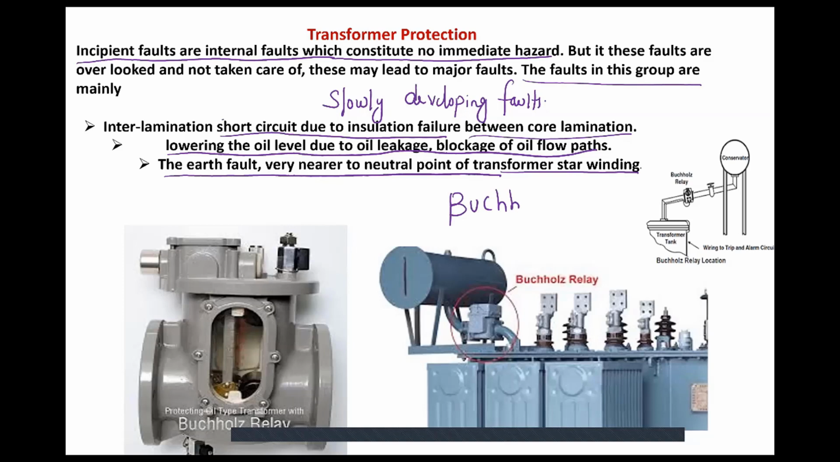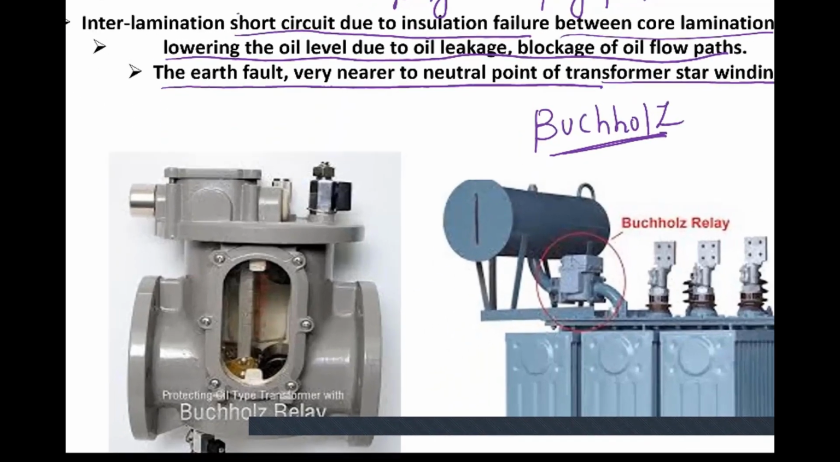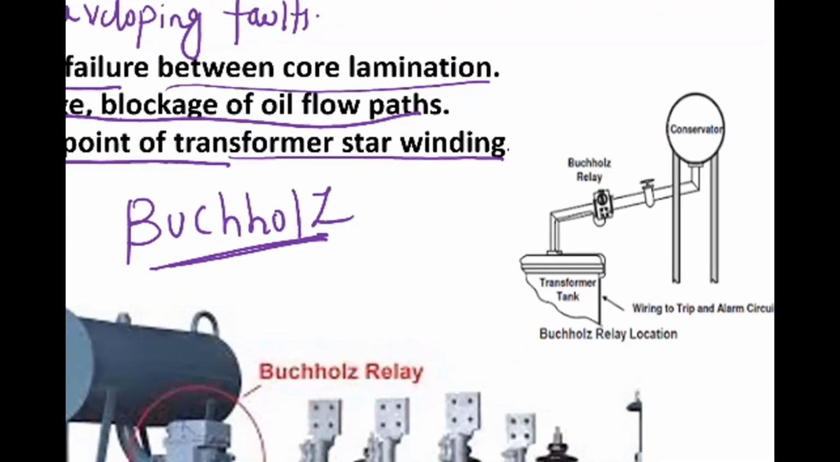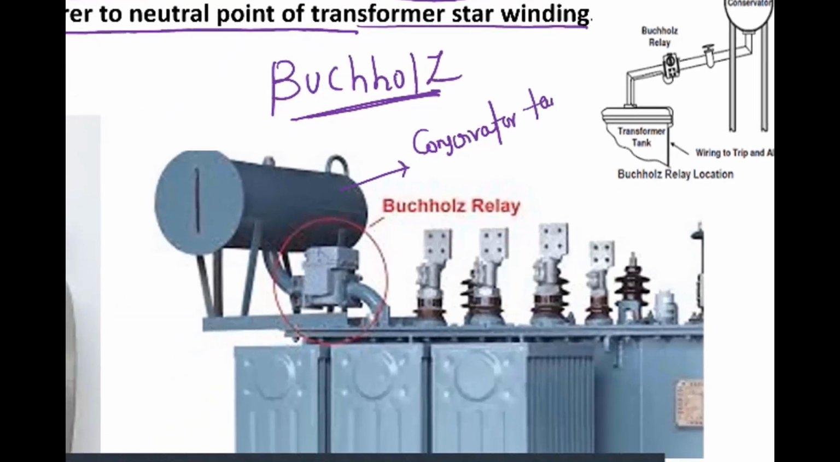Buchholz relay. Okay. So this is the image of the Buchholz relay. The Buchholz relay is connected to the conservator tank. This is called the conservator tank, which is filled with oil. This is the pipeline that connects the conservator tank and the main tank. This is the main tank. Understand?